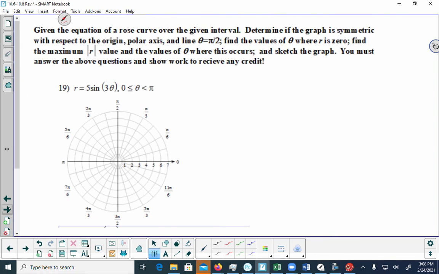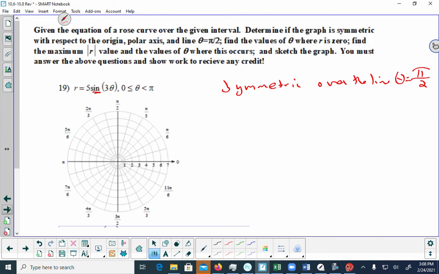Okay, now we're getting into the graph. So given the equation, and the directions on the test are exactly like this, it says, given the graph of the equation, the rose curve, determine if the graph is symmetrical with respect to the origin, polar axis, or line theta is equal to pi over 2. So since this is a sine curve, I know that it's going to be symmetric over the line theta is equal to pi over 2. If I don't know that before I start graphing it, I'm going to wait and graph it and see what happens. Just make sure you answer it.